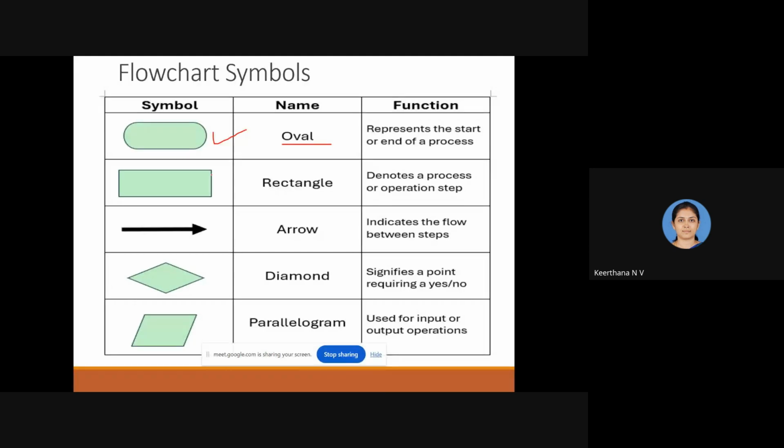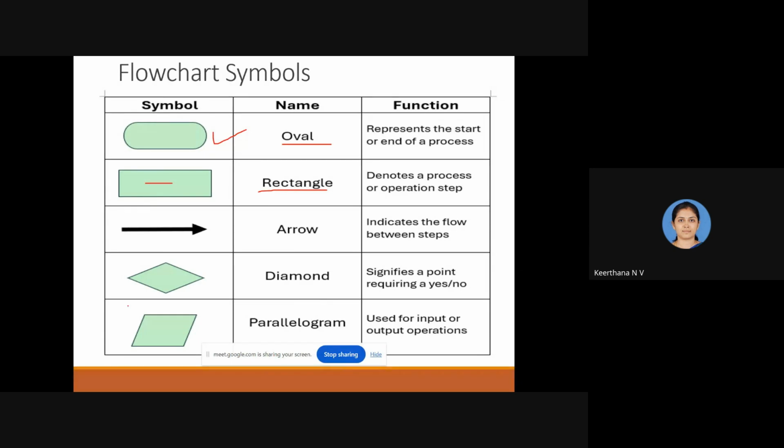The second thing is a rectangle. In this rectangle, you will represent the inputs and outputs or any operations you are going to perform inside your problem. Those representations are given under this rectangle. The third thing is the arrow. This acts as a connection between these symbols in the flowchart.